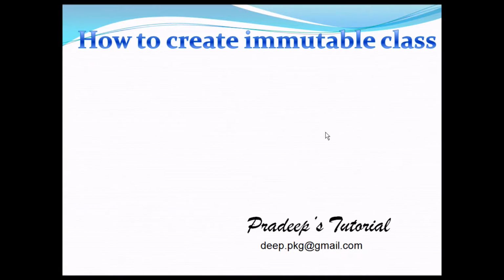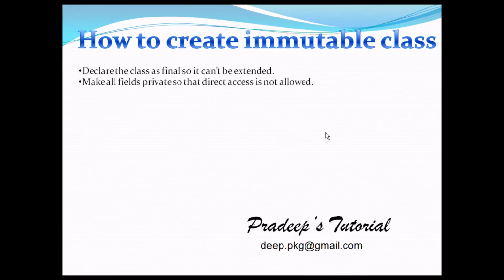So how to create an immutable class? There are a few steps we have to follow. Let's see what all these steps are. You have to declare the class as final, so it can't be extended. Make all the fields private so that direct access is not allowed. All the fields, all the reference variables, should be final here.